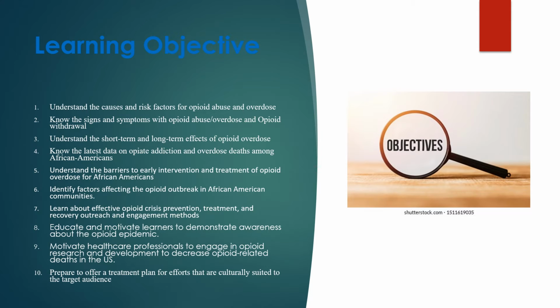At the end of this presentation, learners will be able to recognize the signs and symptoms of opioid overdose and withdrawal, identify causes, risk factors, and barriers to early intervention and treatment in the African American community. Be aware of long-term and short-term effects of opioid overdose. Demonstrate awareness of the opioid epidemic and available options for prevention, treatment, and recovery. And this presentation will inspire healthcare professionals to engage in opioid epidemic research and to develop culturally appropriate treatment plans for the target group.